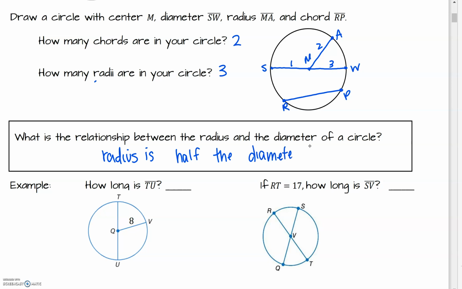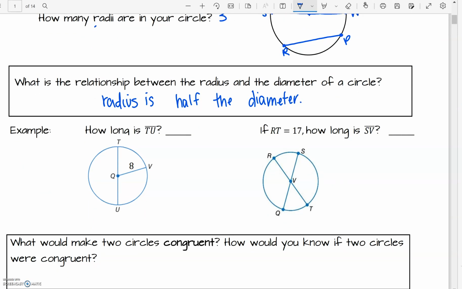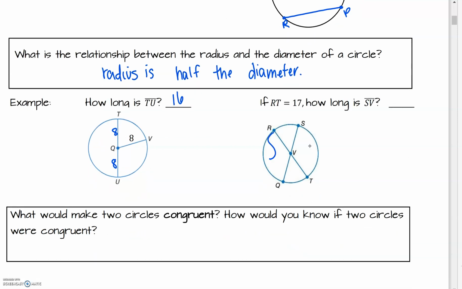So this right here is 8 for the radius, so that means that this is 8. That also means this radius is 8. So how long is TU? 16. If this diameter is 17, then how long is SV, this radius? So if the diameter is 17, well, then the radius would be half of that, and so that would be 8.5.